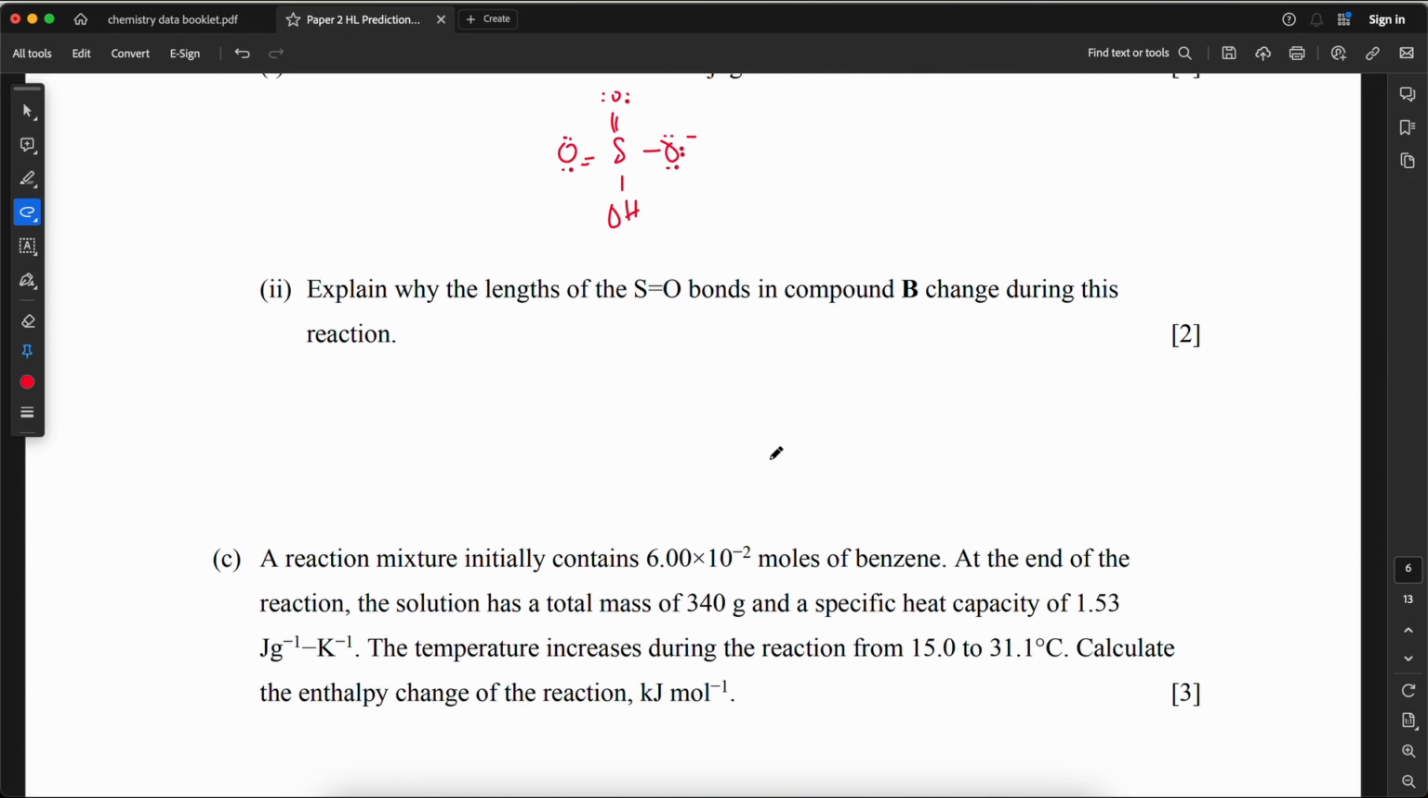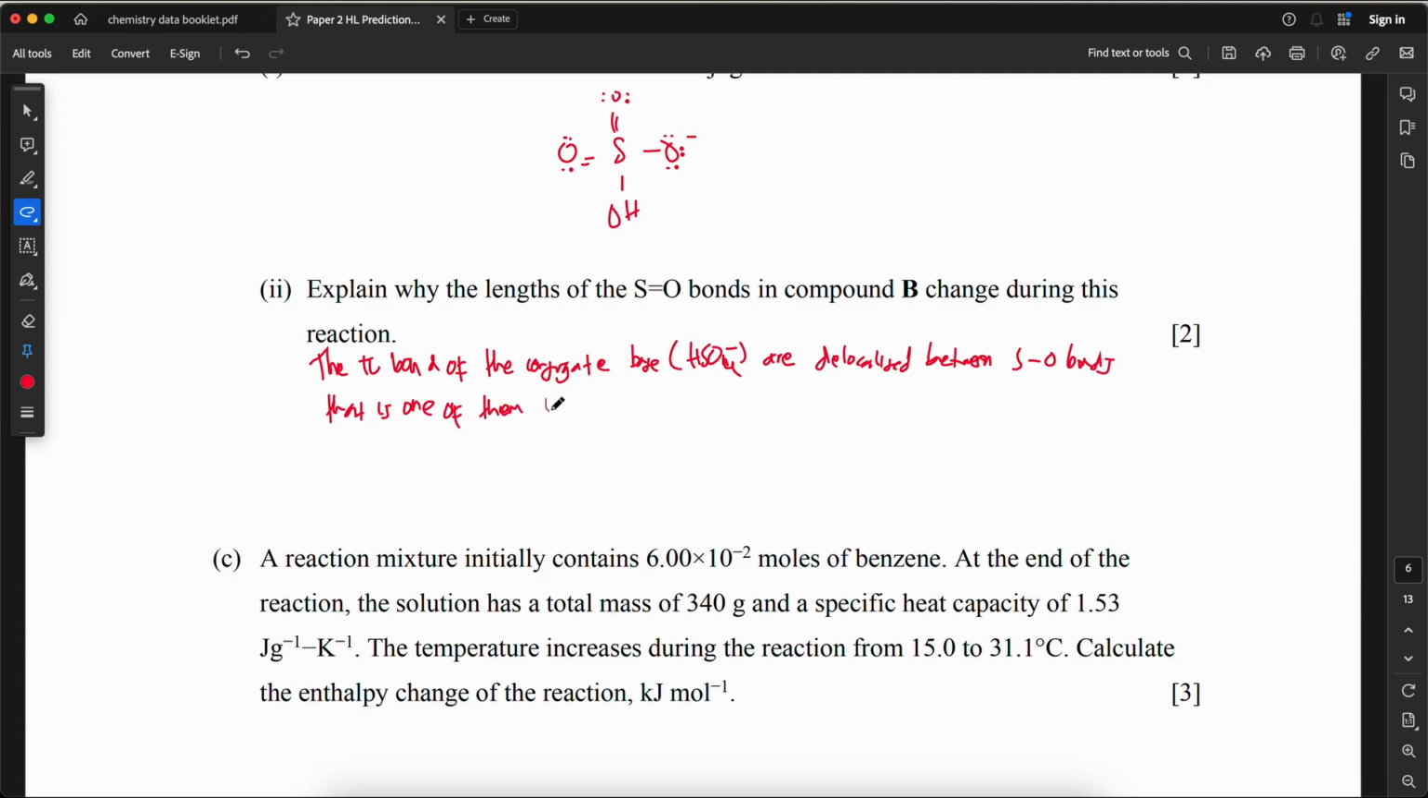Explain why the lengths of the S double bond O bonds in compound B change during this reaction. The pi bond of the conjugate base HSO4 minus are delocalized between the SO bonds, that is, one of them is lacking an OH bond.